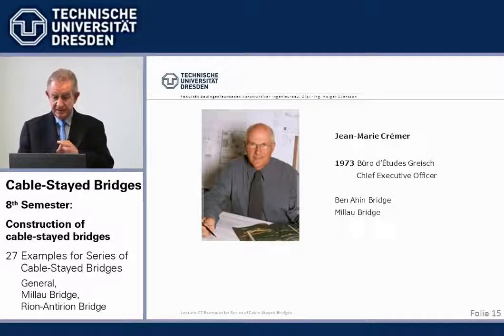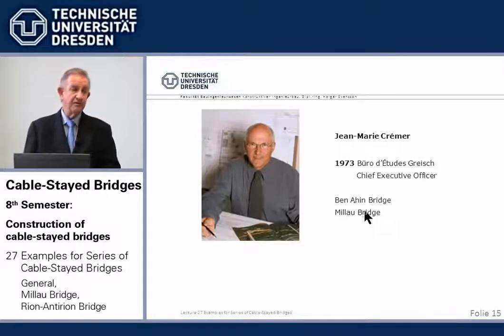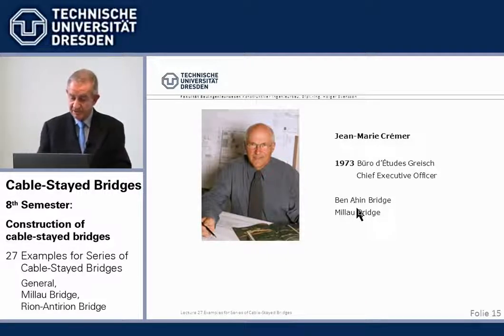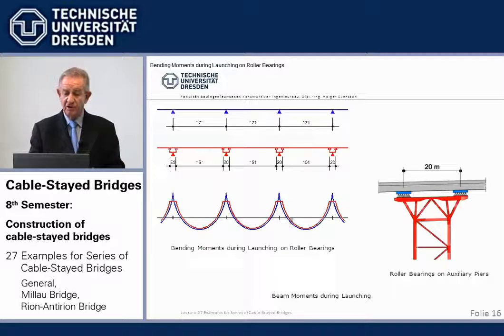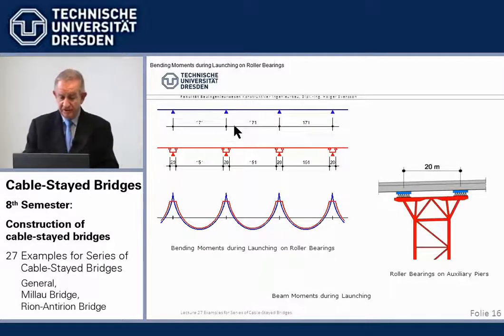And as elegant as the design for the final stage is, as elegant is the construction method. And for that, Jean-Marie Crémer, a Belgian engineer, was in charge. We have met him before for the Ben Ahin Bridge in Belgium, which was rotated in, you may recall. And he did the construction engineering, quite extraordinary, for the Mio Bridge. First thing is the bridge was to be launched.